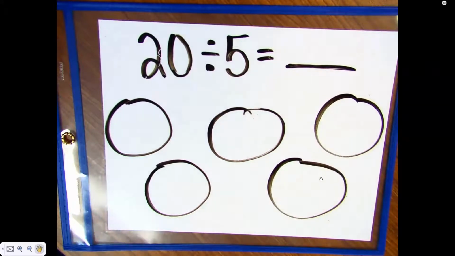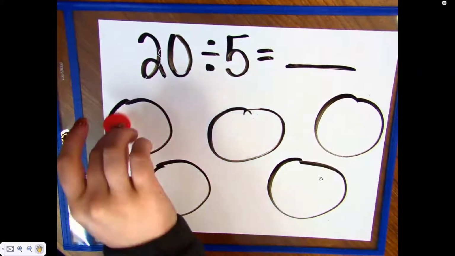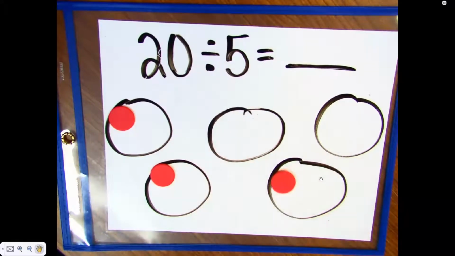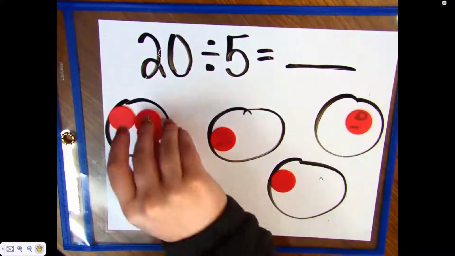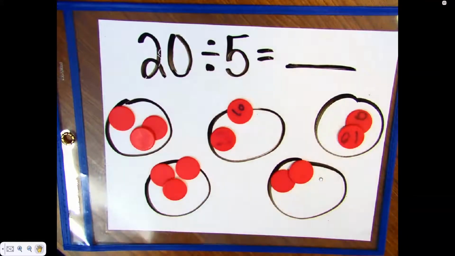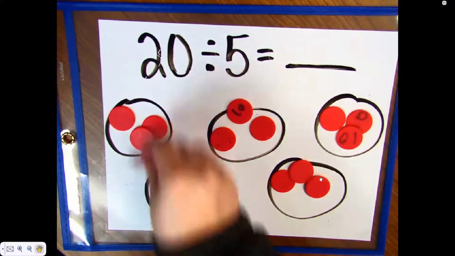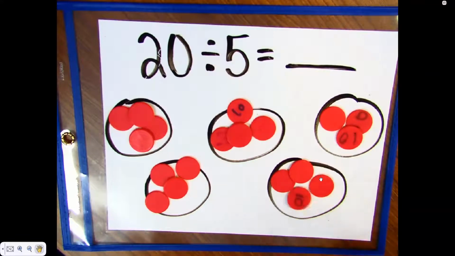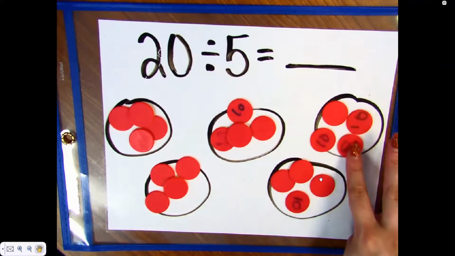Okay, then I'm going to count. 1, 2, 3, 4, 5, 6, 7, 8, 9, 10, 11, 12, 13, 14, 15, 16, 17, 18, 19, 20. Okay?